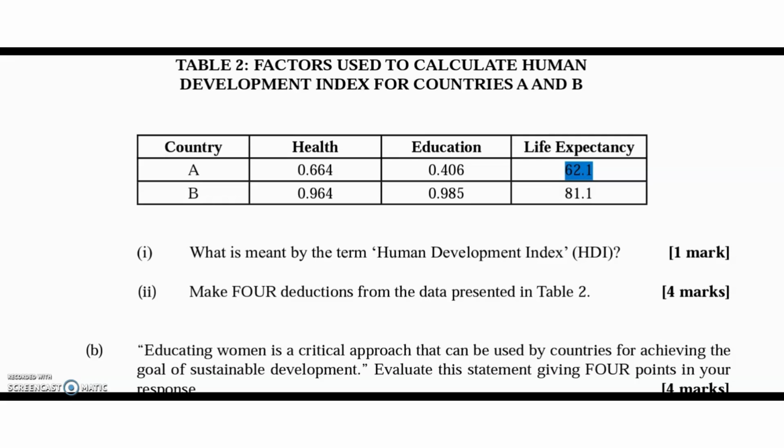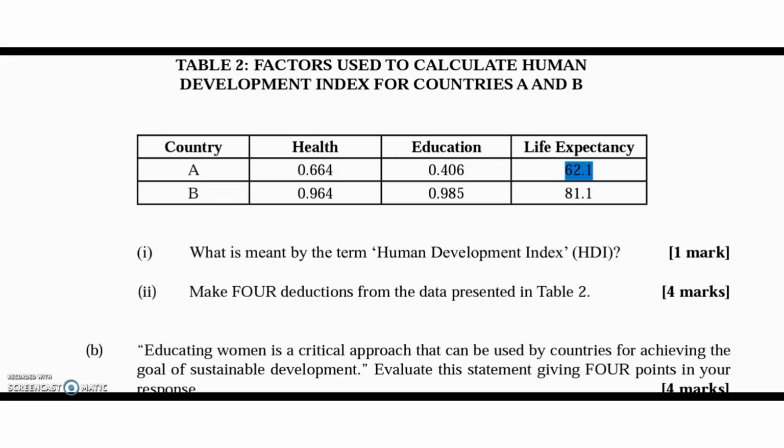Thirdly, we can see for health, if we look at the comparison for health, if you were to take the value, which is 0.964 for country B, and you divide that by 0.664, you will get 1.45 whatever, which is approximately 1.5. So you can say the health parameter associated with country B is approximately 1.45 times greater than that of country A. So it actually makes it a lot more significant.